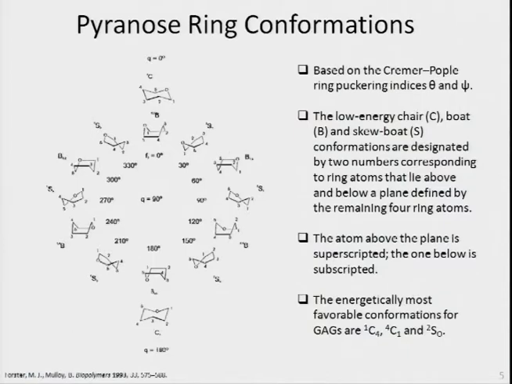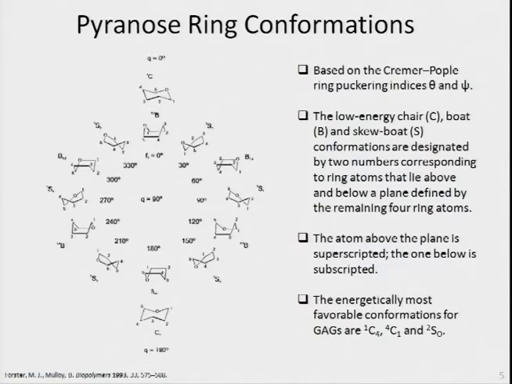And the way we write that is that the one that's above the plane gets superscripted and is written to the left, and the one that's below the plane is subscripted and gets written to the right. So this is a little bit hard to see, but I've written it down here. So this is the 4C1 conformation. So you would write it like this. And this one at the bottom, where theta is 180, this is the 1C4, because in this case, the number 1 carbon is above and the number 4 carbon is below.